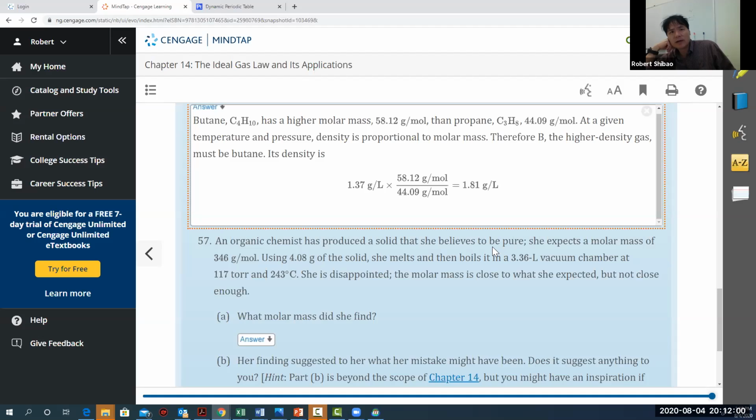She expects a molar mass of 346 grams per mole, using 4.08 grams of solid. This is one way she can check the purity. If she did indeed make it pure, then the molar mass should come out to 346. If there are impurities in there, it's going to change the molar mass.